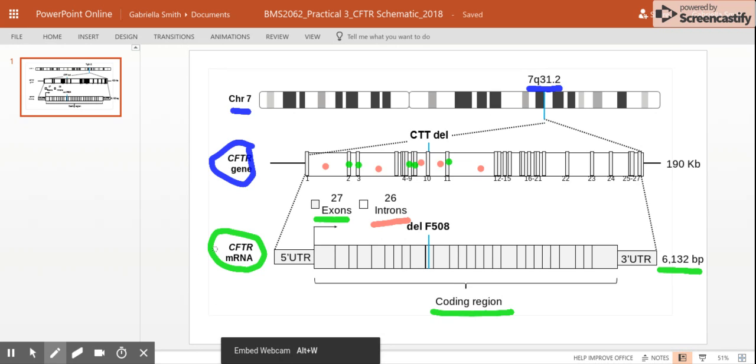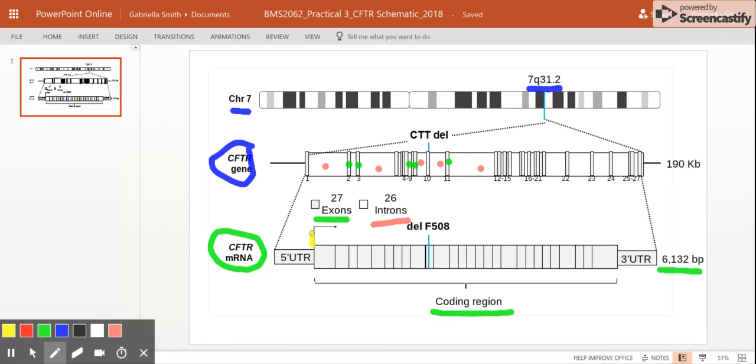Now, when this CFTR mRNA undergoes translation, it produces a CFTR protein. And translation actually begins at this site here, indicated by the arrow. From this point to this point, it is converted into a protein and stops at the end here just before this 3' UTR, which isn't really important. It just is a non-coding region. It stops at a termination or stop codon.